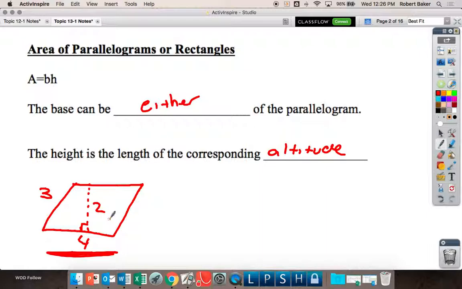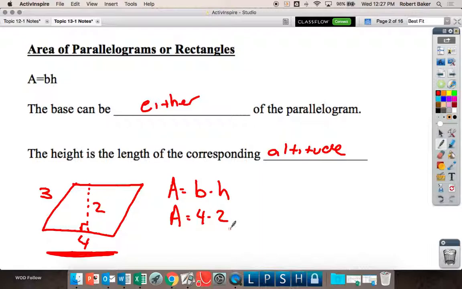Now, do you have enough information to find the area? Yeah, now you do. So area is equal to base times height, or the area is equal to 4 times 2. So what's the area? 8. And then you're good to go.